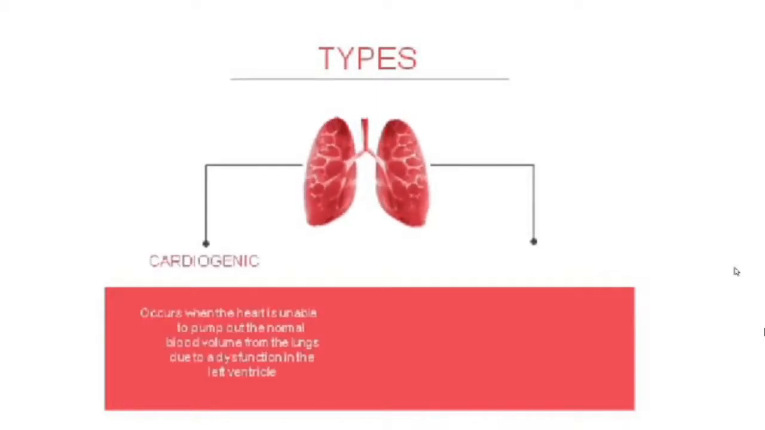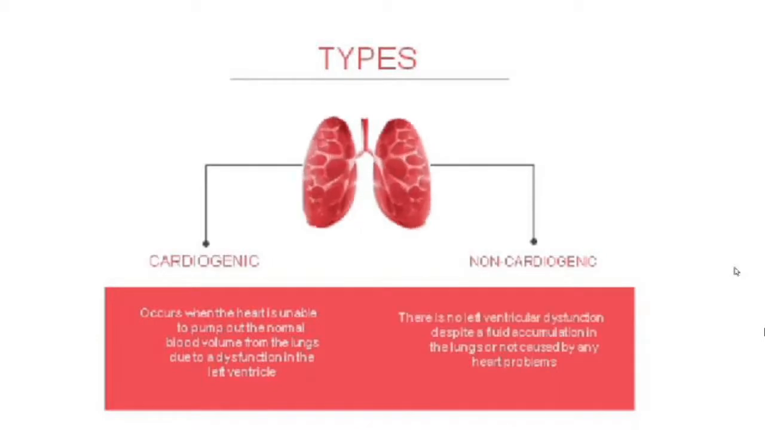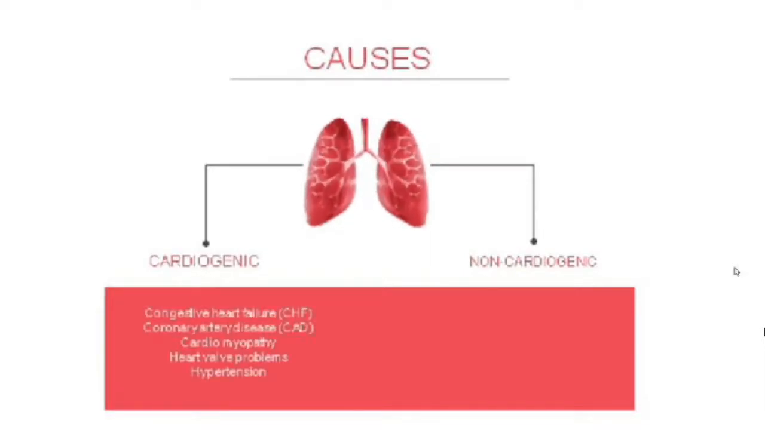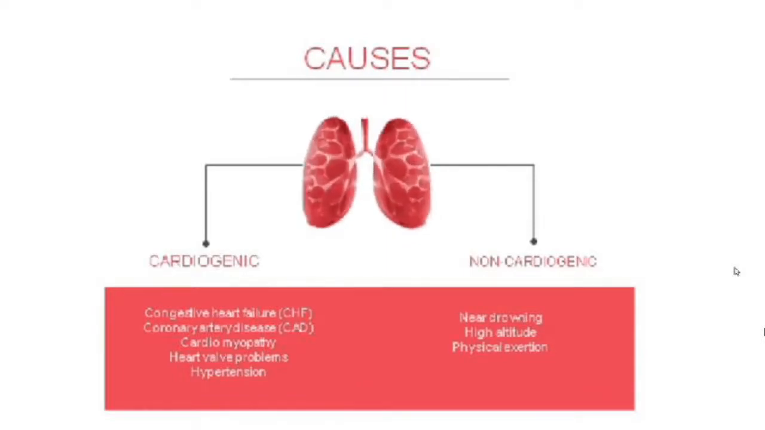It occurs when the heart is unable to pump out the normal blood volume from the lungs due to a dysfunction in the left ventricle. And the next is the non-cardiogenic pulmonary edema. It occurs when there is no left ventricular dysfunction despite a fluid accumulation in the lungs, or is not caused by any heart problems. So the causes in the cardiogenic pulmonary edema include congestive heart failure, coronary artery disease, cardiomyopathy, heart valve problems, and hypertension, while in the non-cardiogenic pulmonary edema they are near drowning, high altitude, and physical exertion.